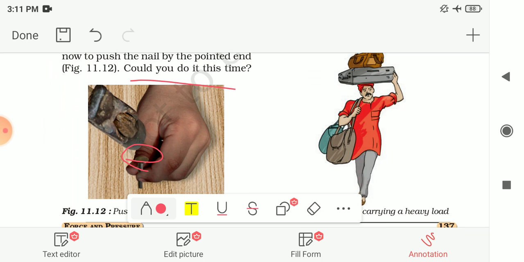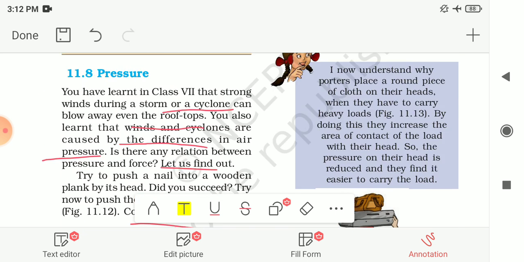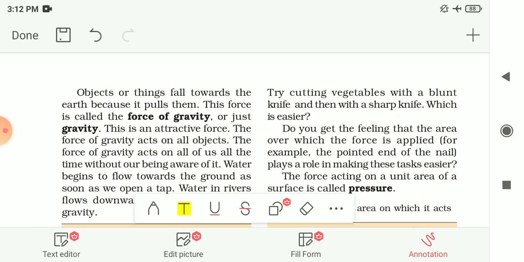Now try to push this same nail by its pointed end. This one is the pointed end of the nail. Try to push the nail by this end. Could you fix this nail in the wooden plank? Yes, you can say that from the pointed end you can fix this nail into the wooden plank.